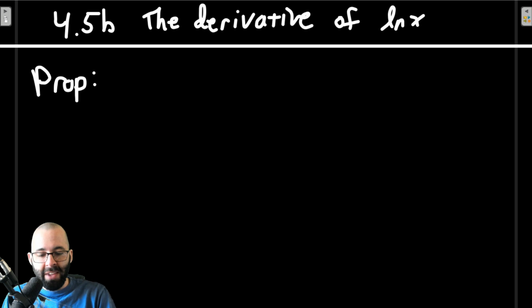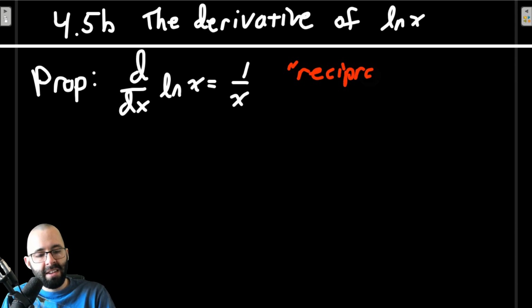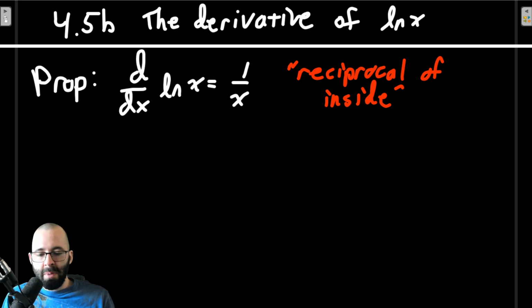Nice stretch. Anyway, the derivative of the natural log of x is the reciprocal of the inside. A lot of times I'm really going to say that, right? Reciprocal of the inside. Reciprocal means upside down. So it's 1 over the inside, which is just x. All right. We're going to use that property. We're going to do a bunch of stuff with logarithms.